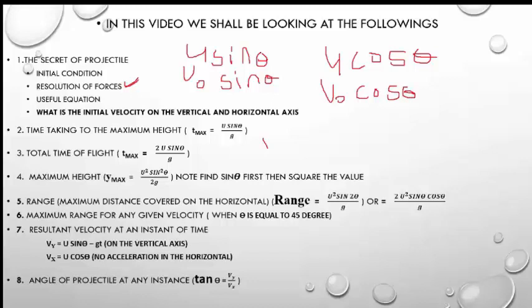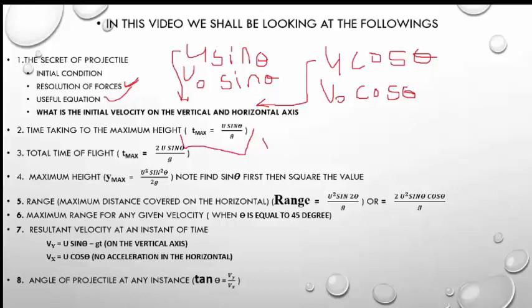Then useful equations, that is Newton's equations of motion, the two important equations of motion in solving projectile problems. Then we look at our initial velocity on the vertical axis and our initial velocity on the horizontal axis. This will be our initial velocity on the vertical axis, and this will be our initial velocity on the horizontal axis. Then the time taken to get to the maximum height, for those of us who may not want to bother ourselves with how to derive the equation, or how to solve the problem without cramming equations.